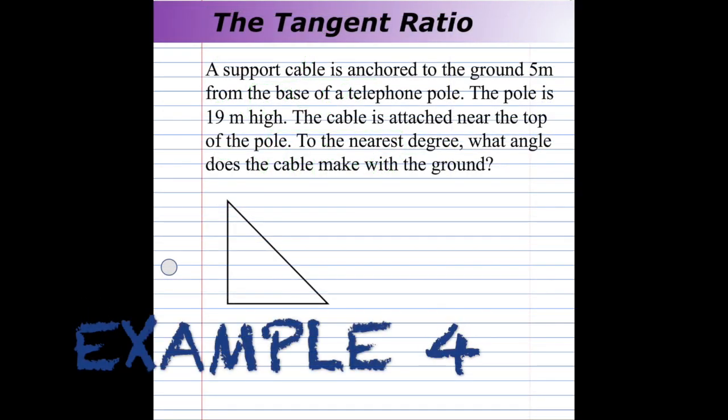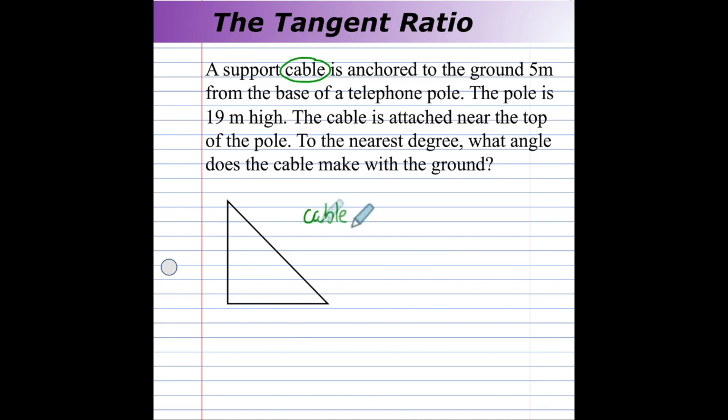A support cable is anchored to the ground. The cable is here and the ground is here. 5 meters from the base of a telephone pole. Here's the pole. And this distance is 5 meters. The pole is 19 meters high. The cable is attached near the top of the pole, and there's the top. To the nearest degree, what angle does the cable make with the ground?